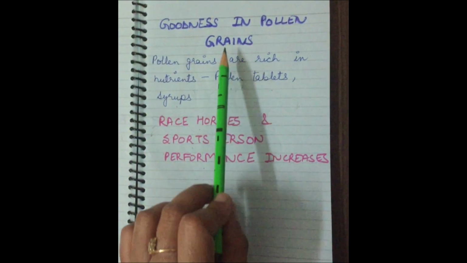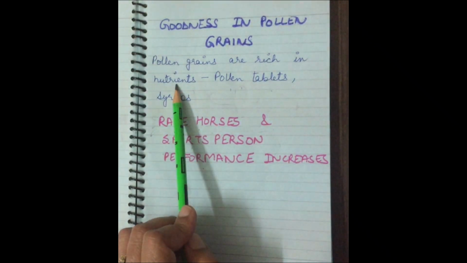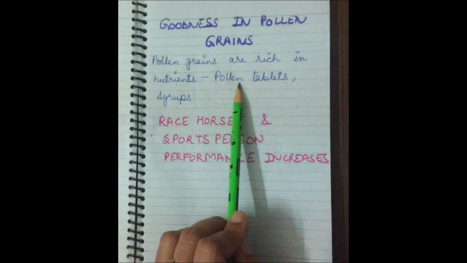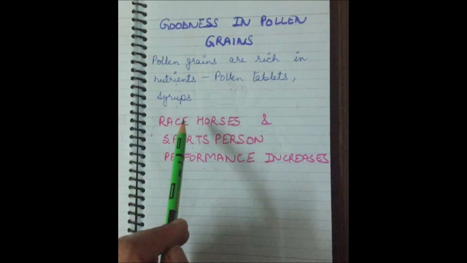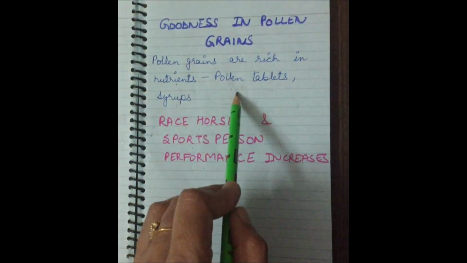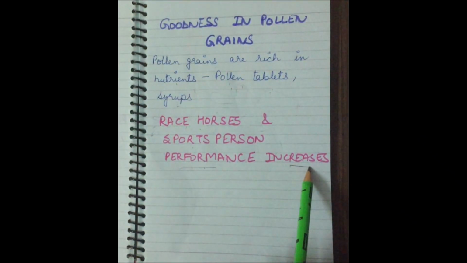There is some goodness in pollen grains also. They are rich in nutrients. So in the market, they are available in the form of pollen tablets and syrups. Race horses and athletes consume pollen tablets or syrups, and their performance increases many times.